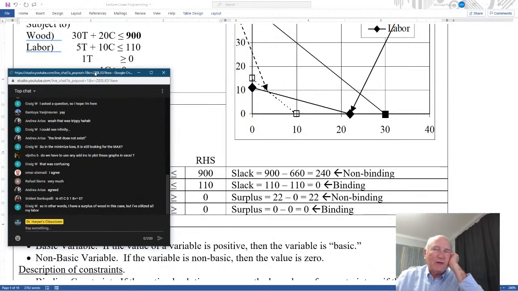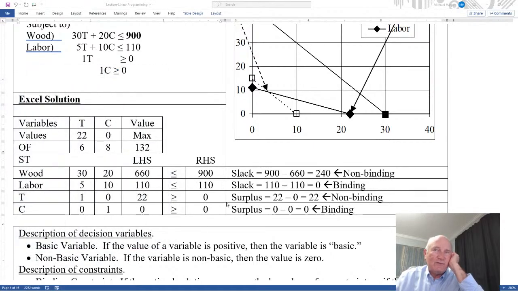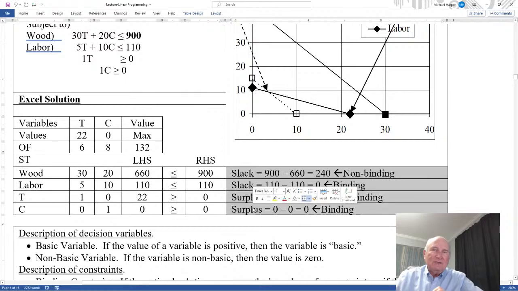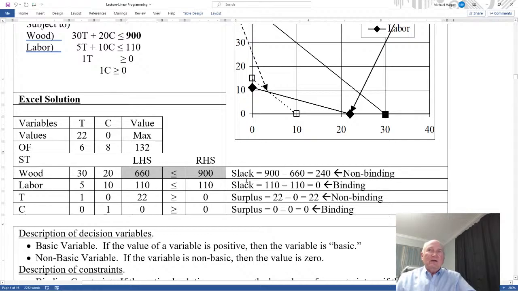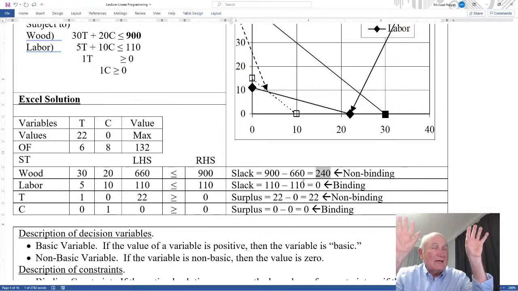Aha! Good point, Craig. That's my next point. You have to be careful. The words slack and surplus are mathematical terms, not practical terms. For example, if you make 22 tables and 0 chairs, you're making 660 board feet of wood. You have 900, and so the slack is 240 mathematically. But if you've used only 660, but you had 900 to begin with, you have a 240 surplus. That's a common use of the word surplus, not a mathematical use of the word surplus.